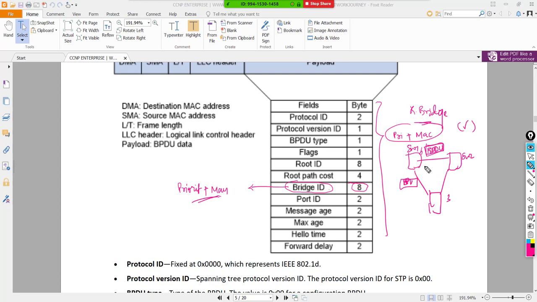Okay, this is the switch. This is a component which will be seen between two switches. BPDU will not be seen between a switch and a computer. A computer is a non-BPDU device.